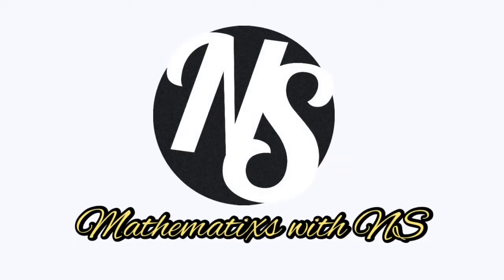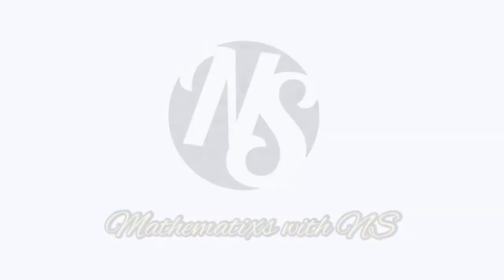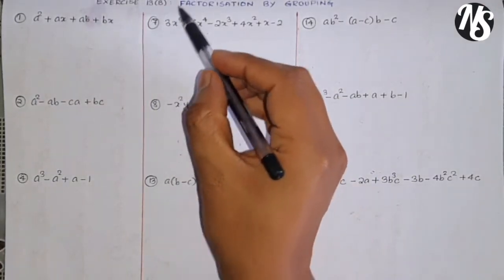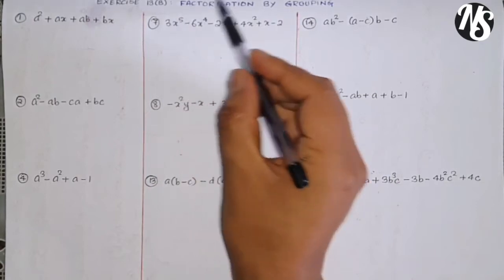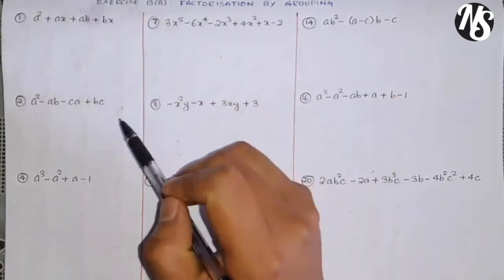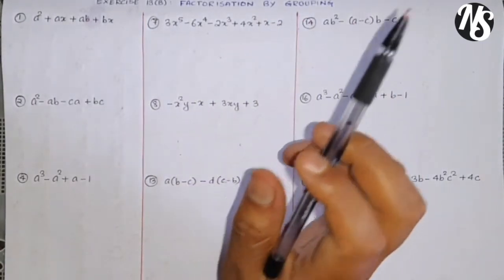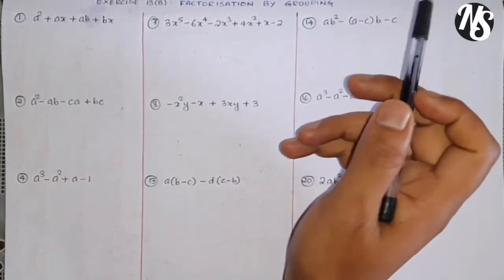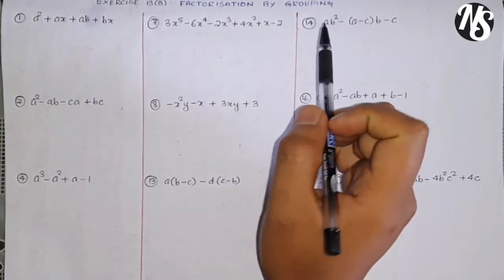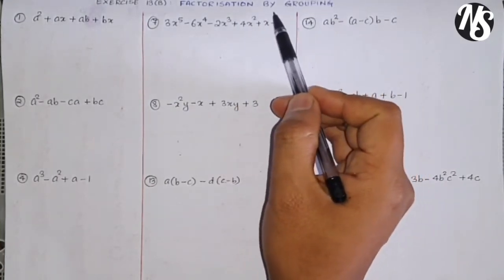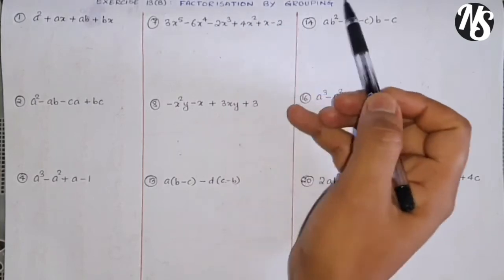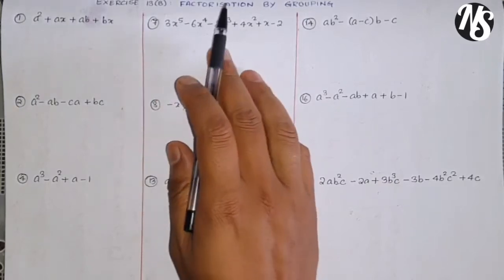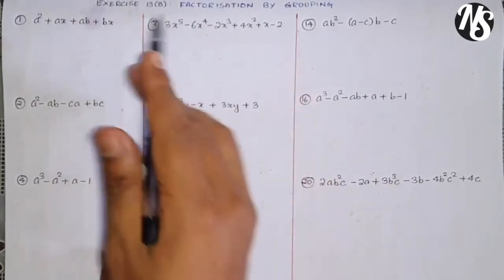Welcome back, dear students. So today we are going to start a new exercise on factorization, that is exercise 13b. And in this particular exercise you are going to factorize by grouping. Okay, so I hope you remember the earlier exercise where you used factorization by taking out common factors. Okay, so this is going to be factorization by grouping, but here also you are going to use the earlier technique. Okay, so without further delay, let's see the first problem.